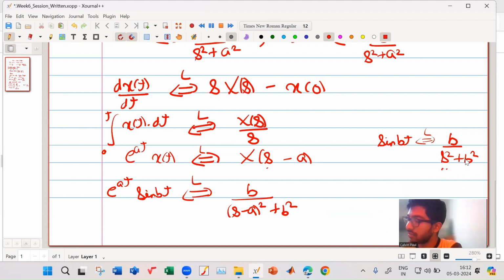Sir, please repeat once again. My net is off for some time. Okay. E to the power at of x of t is X of s minus a. So if I have the Laplace of sine bt equal to b by s square plus b square, then the Laplace of e to the power at sine bt is this. Clear, sir? Yes, sir.